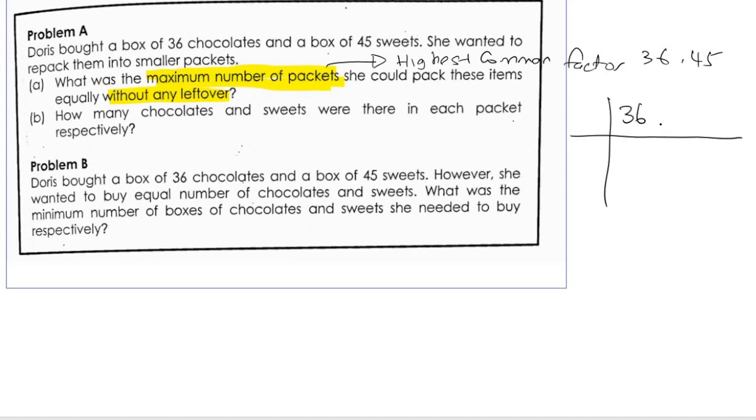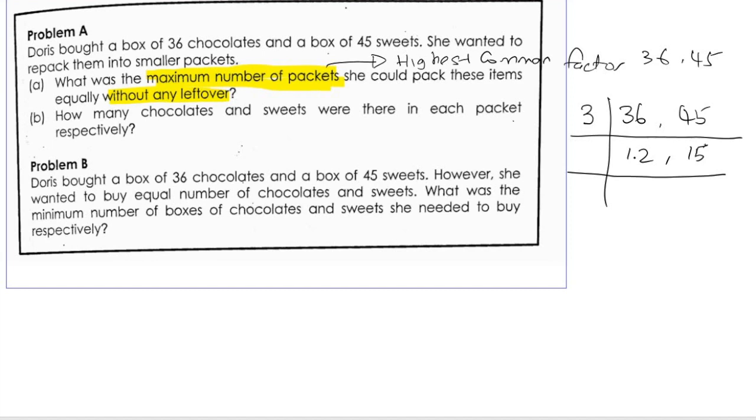Right, 36 here, 45. Whenever you find a highest common factor, we start with the smallest prime number. The smallest prime number in this case is 2. 36 can be divided by 2, but 45 cannot be divided by 2. So that is out. The next one will be 3. So put here 3. When 36 is divided by 3 it will be 12, and 45 divided by 3 is 15.